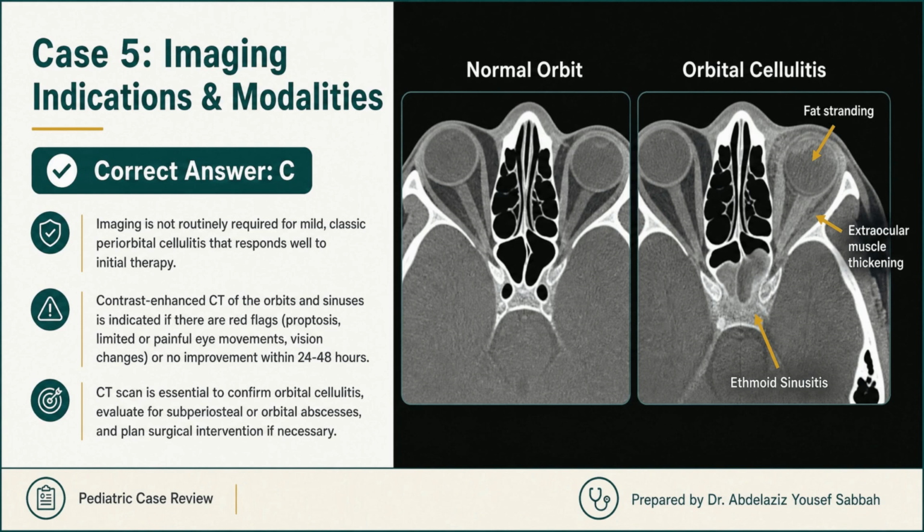Contrast-enhanced computed tomography of the orbits and sinuses is indicated when there are red flags, such as proptosis, limited or painful eye movements, vision changes, when the diagnosis is uncertain, when the child fails to improve within 24 to 48 hours of appropriate antibiotics, or when complications are suspected. Computed tomography is essential to confirm orbital cellulitis, identify subperiosteal or orbital abscesses, evaluate sinus involvement, and plan surgical drainage if needed.